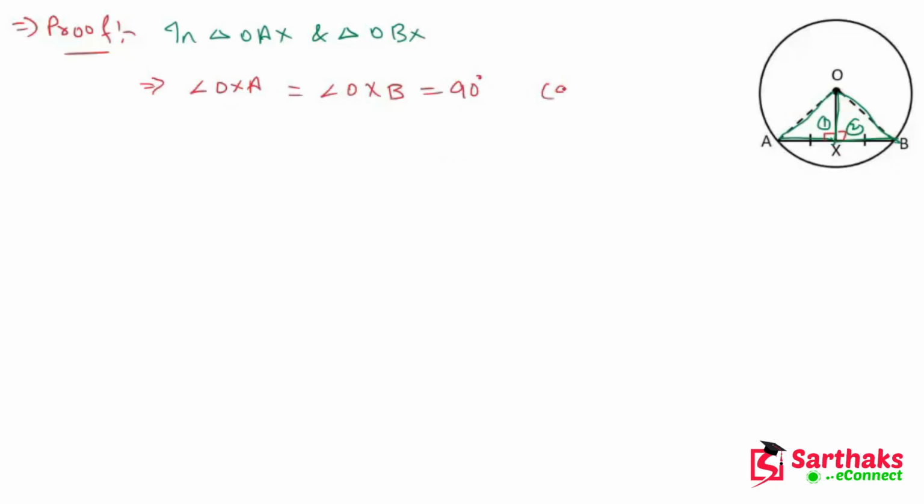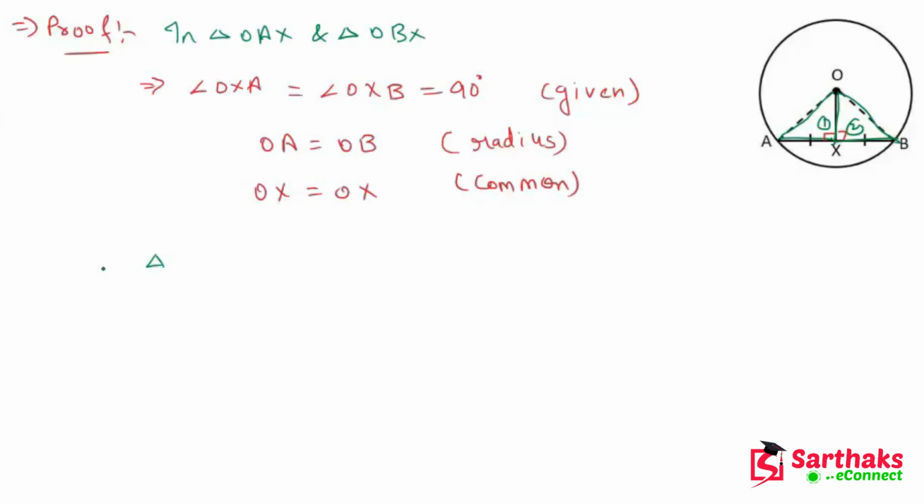Okay, so this condition is given, and OA is equal to OB because they are radii, and we know that radii are equal. And OX is equal to OX. This is common. So we can say that triangle OAX is congruent to triangle OBX.